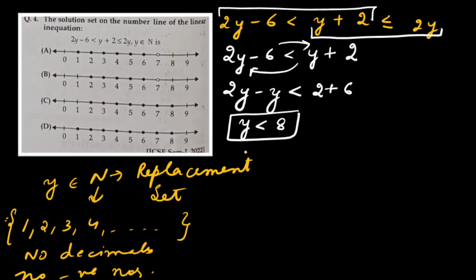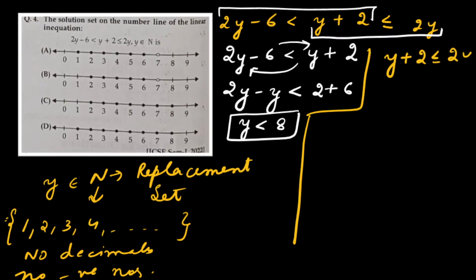Now the second part I am just solving here. Second part is y plus 2 less than or equal to 2y. So let's shift like terms again. Y and 2y are like terms. So I'm shifting y to the other side. Instead of shifting 2y to this side, I'm just shifting y to the other side. So 2 will be left here.